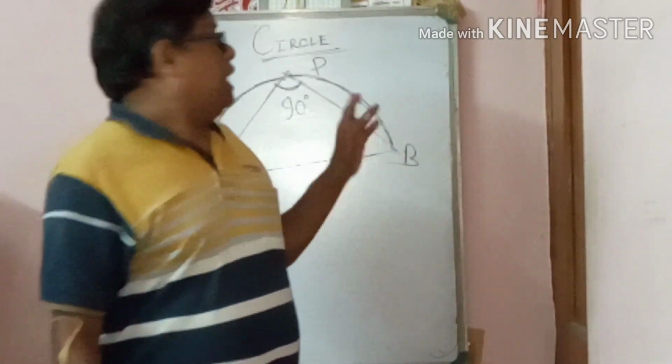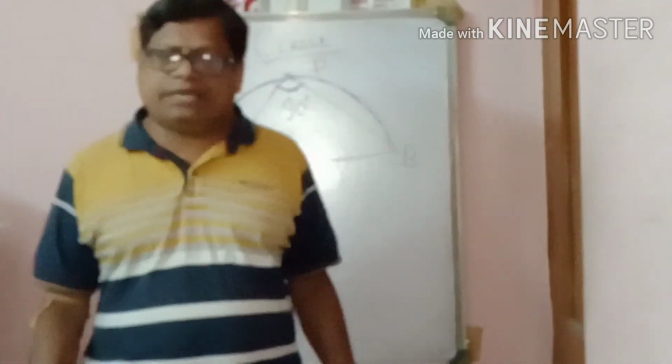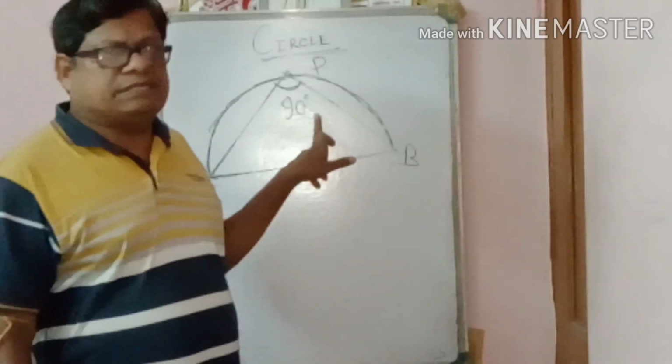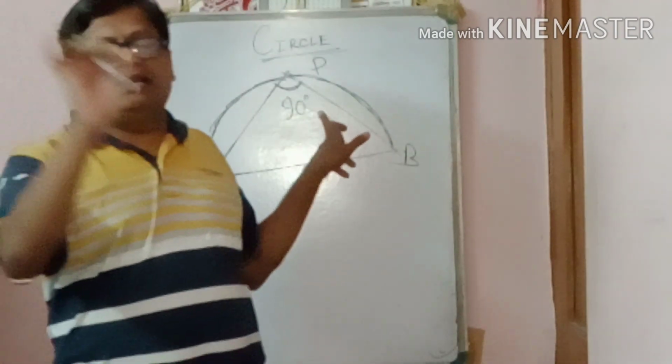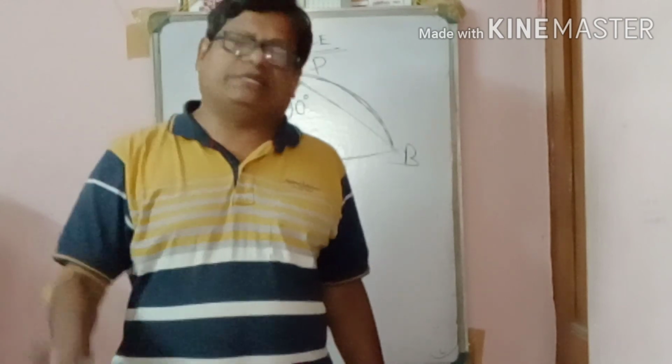So angle in a semicircle is 90 degrees. How to prove it? I will discuss the proof, how to prove angle in a semicircle is 90 degrees, in the next class. Not now.